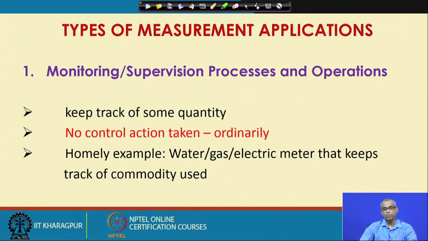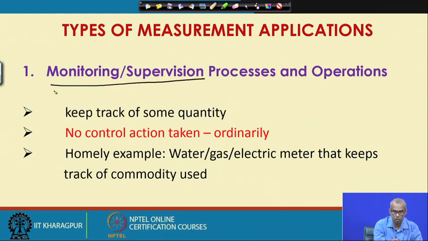Now, let us start with types of measurement applications. The first measurement application is monitoring or supervision of processes and operations. Please note this term, monitoring or supervision of processes. As the name suggests, you only monitor the process, you do not control the process. A process is going on, several measuring instruments are placed in the process. They are either indicating or giving you signals about the measured quantities. You are monitoring those process variables.